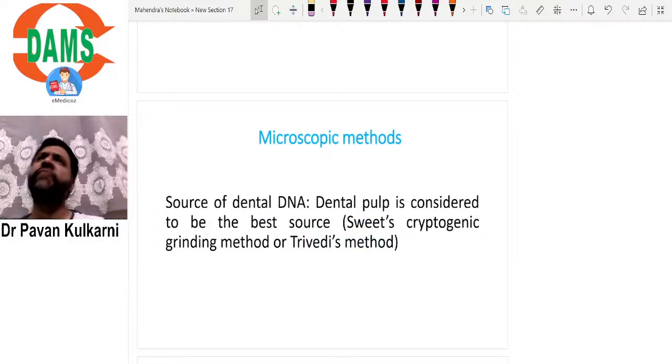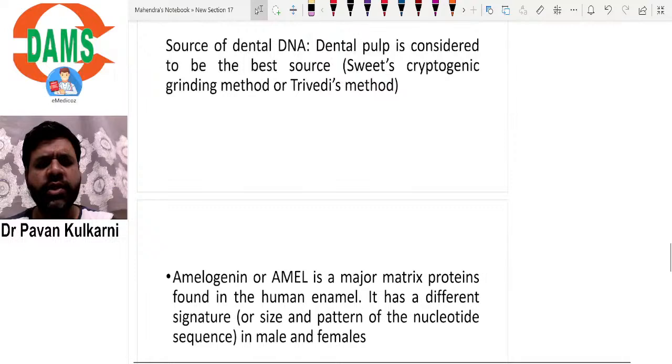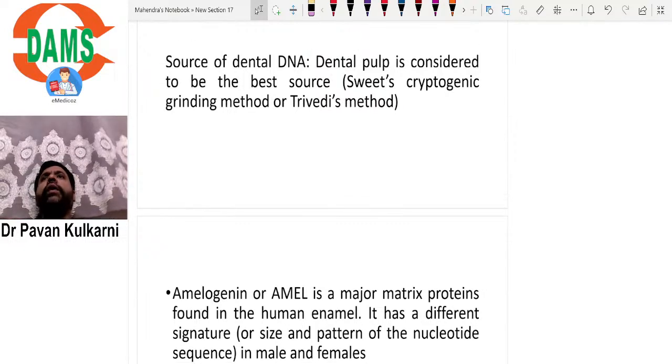Moving on to the most sensitive and specific method, the advanced methods. Here we are going to use dental DNA. All of us know that DNA has a very important role in the individual. There are different sources of DNA. Now we have dental DNA, particularly the pulp. Dental pulp is considered to be the best source of DNA.